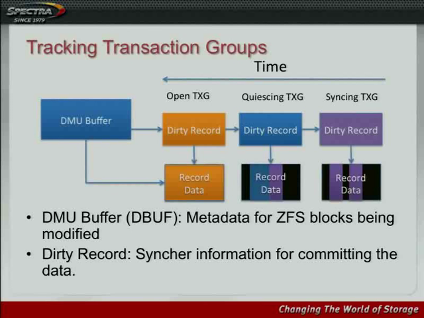The quiescing transaction group is where we're waiting for all the writers to finish their final updates to those buffers. And the open transaction group here is where we're allowing new writes to take place. Every time that we modify a block in a new transaction group, we have to record what we're doing. And the way we do that is with a dirty record.